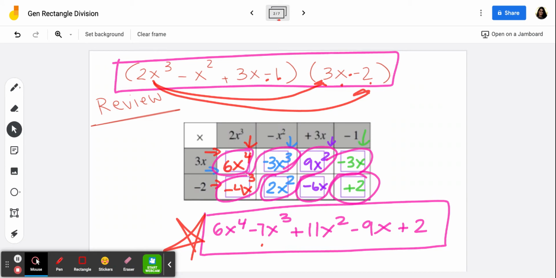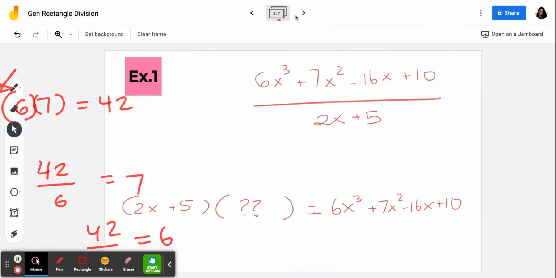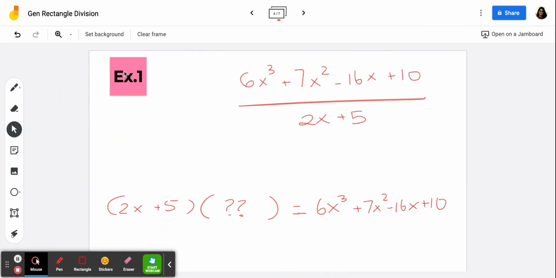Today's method is called the generic rectangle division, and then tomorrow we're going to learn something called synthetic division, or when I see you next for live session. Okay, so let's start. Let's go ahead and do example 1. Write down just this part. You may have to pause it.